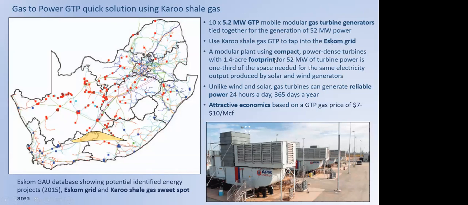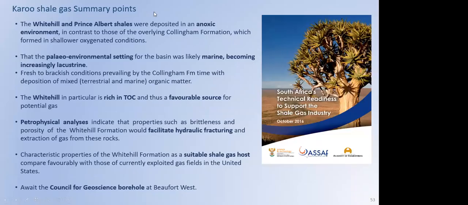It's a small, compact footprint. These units, in the last Australian mobilization, were tied up and going within one to 3 months. So unlike wind and solar, it's continuous and it's attractive economics. And on my map on the left, I've dropped the sweet spot area on the Eskom grid, and there are more than enough tie-in points. Summary slides. The Whitehill shales, it's an anoxic environment, so it's good for source.